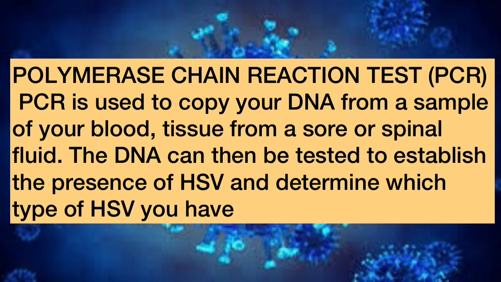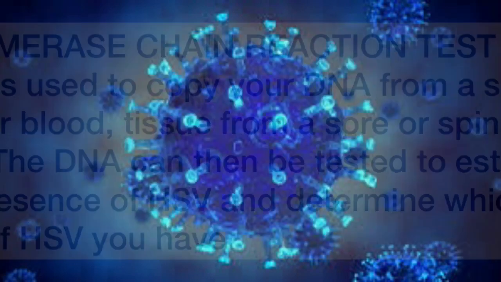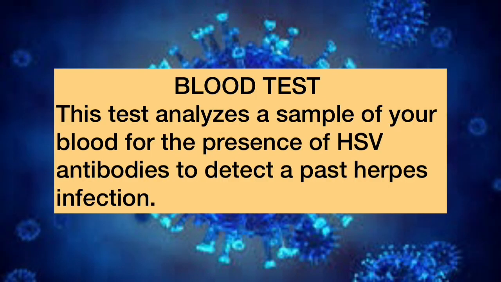PCR is used to copy your DNA from a sample of your blood, tissue from a sore, or spinal fluid. The DNA can then be tested to establish the presence of herpes simplex virus and determine which type of herpes simplex virus you have. Lastly, we have blood test. This test analyzes a sample of your blood for the presence of herpes simplex virus antibodies to detect a past herpes infection.